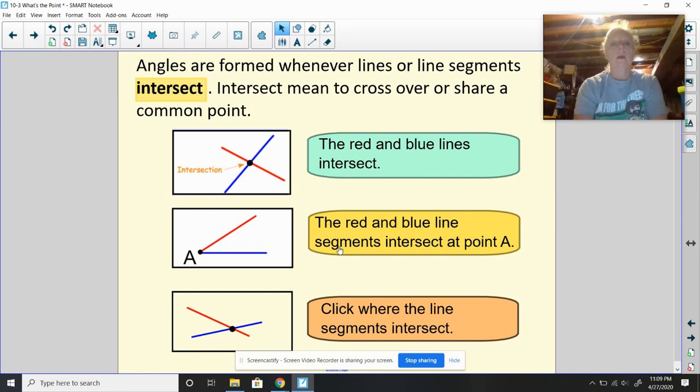So here are three examples. The red and the blue lines intersect. They meet at one point. The red and the blue line segments intersect at point A. So this is what looks like to be an angle. In this picture, it says click where the line segments intersect. They intersect right here at this point. I'm going to click there and see where it takes me.